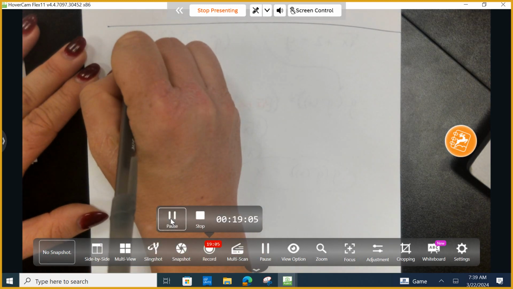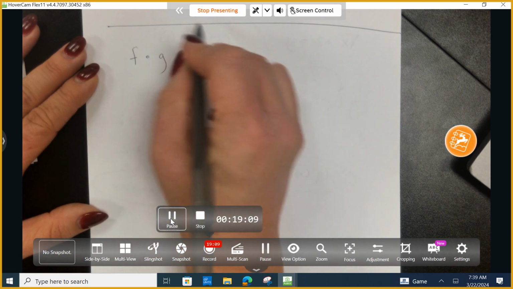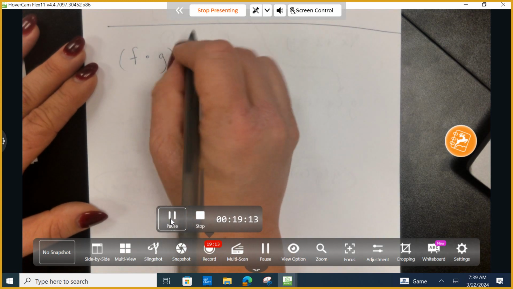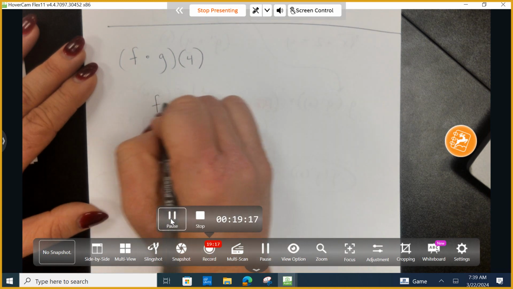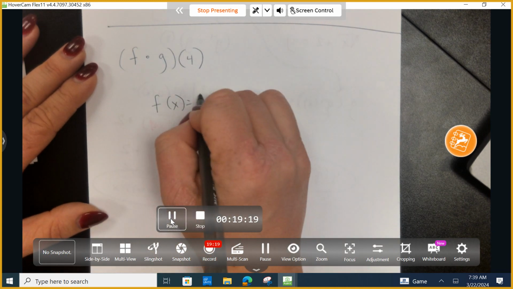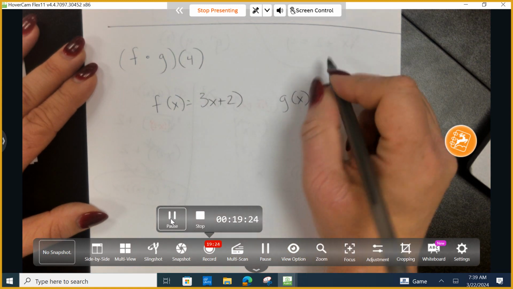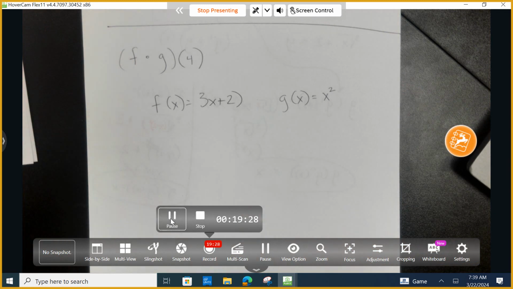I want us to do this together. I want us to do f of g, and we are going to evaluate it for 4. Okay, now I know we've done something like this, but let's have you do this again. Let's say f of x is equal to 3x plus 2, and g of x is equal to x squared. Okay, ready? I want you to do this one problem, and then I'll go over what is your assigned homework for this weekend.